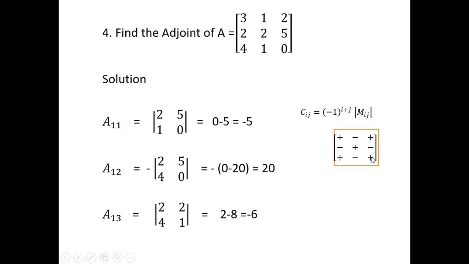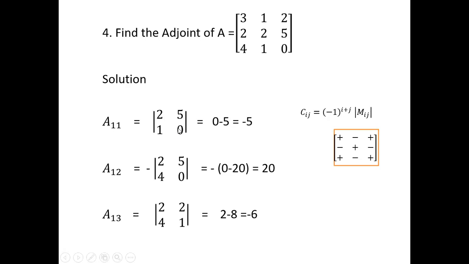Which is from (-1) power 1 plus 1, an even power, so plus 1. Then (-1) power 1 plus 2 is 3, which is minus. Then (-1) power 2 plus 2 is 4, which is plus. (-1) power 2 plus 3 is 5, which is minus. Therefore, with the alternating signs we put A11 equal to this, leaving this row and this column: 2, 5, 1, 0.